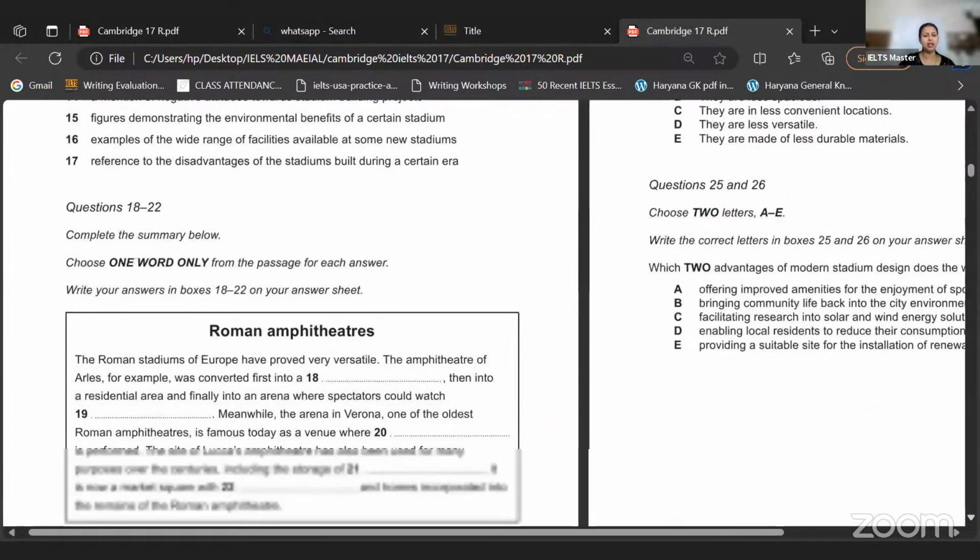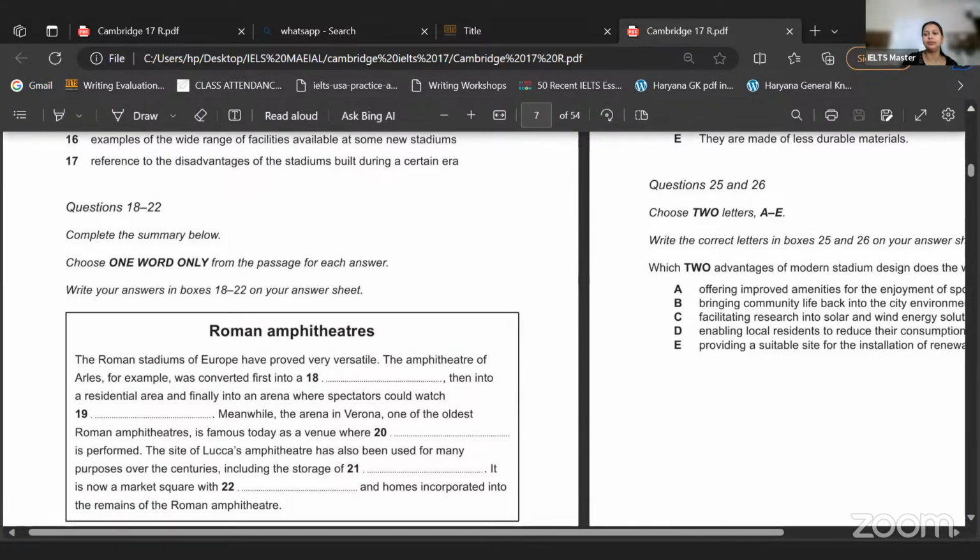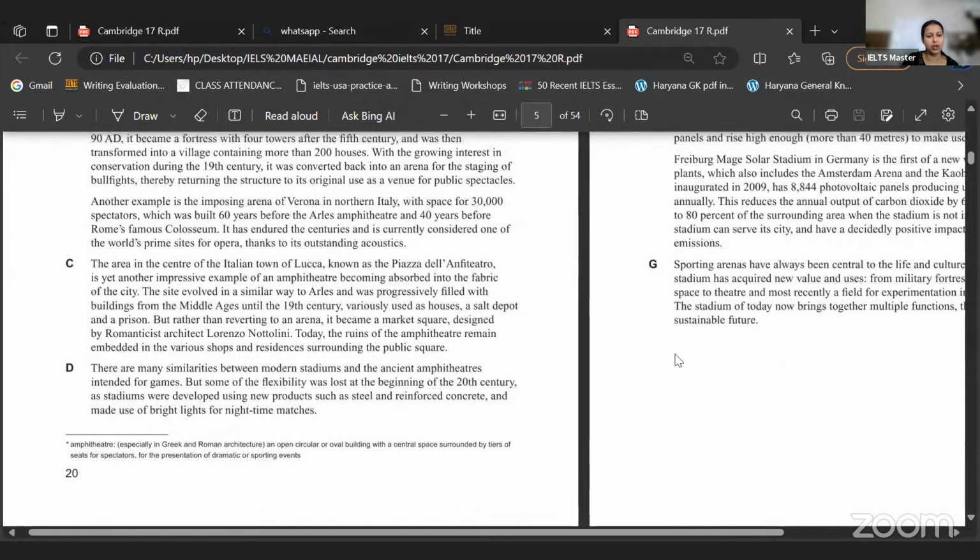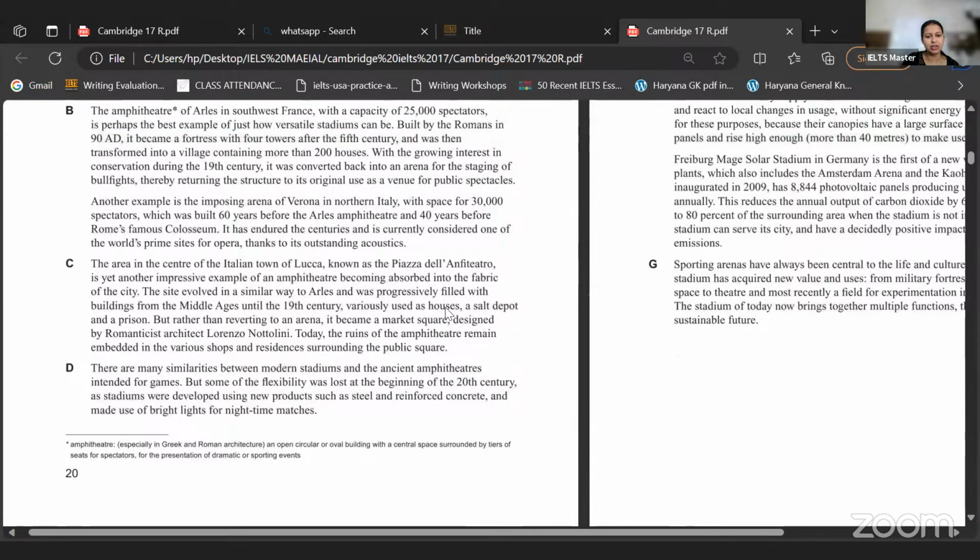In the answer, for example, was firstly converted into a fortress and then into a residential area and finally into an arena where spectators could watch dash. Spectators could watch dash. It is written here: with a growing interest in the conservation during the 19th century, it was converted back into the arena for the staging of. Spectators could watch, or staging of what?